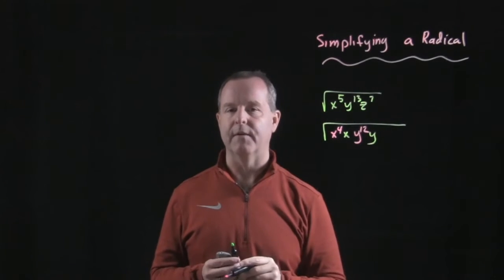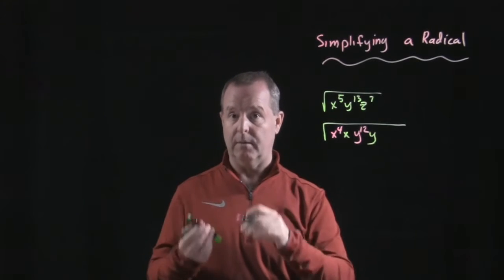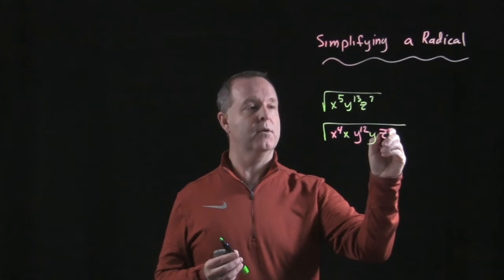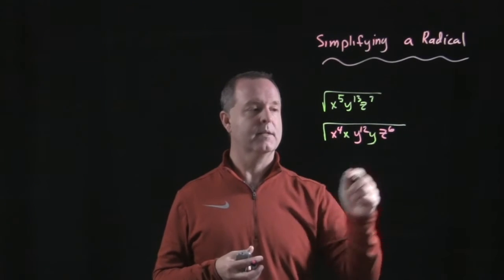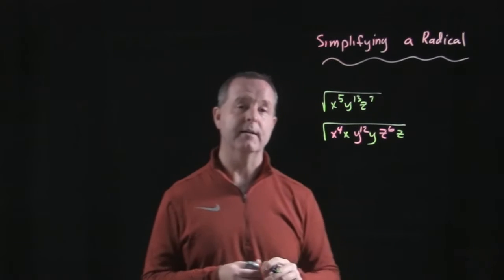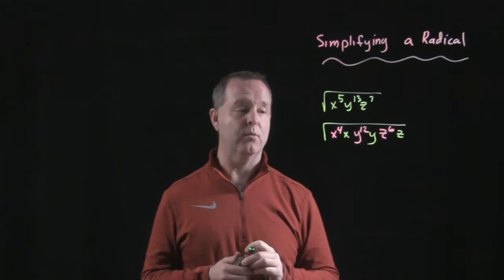And then z to the 7th. What's its highest perfect square that I can factor out? Well, that's z to the 6th, then times a z. From here, what I'm allowed to do then is break apart the different roots.